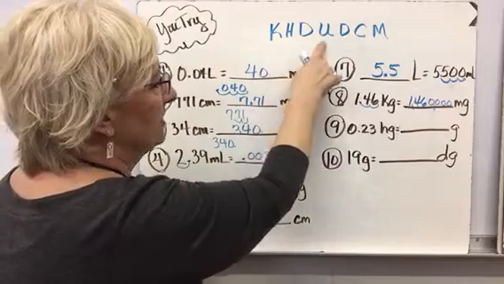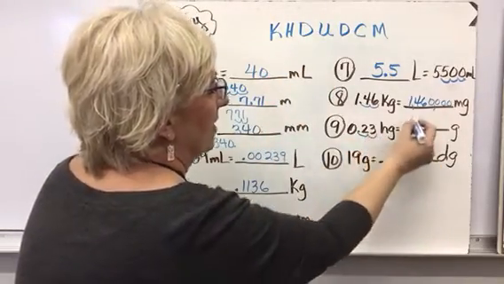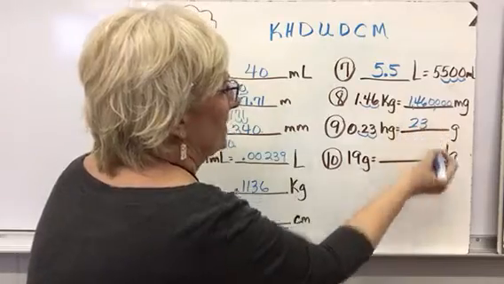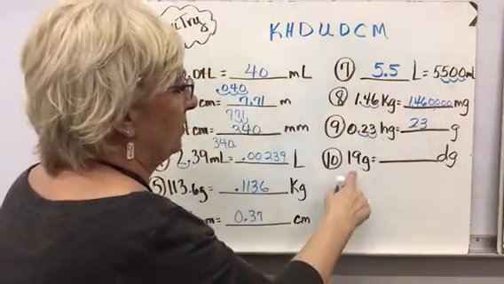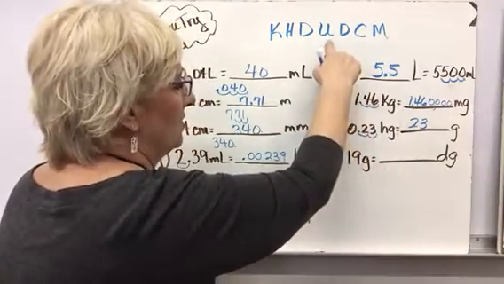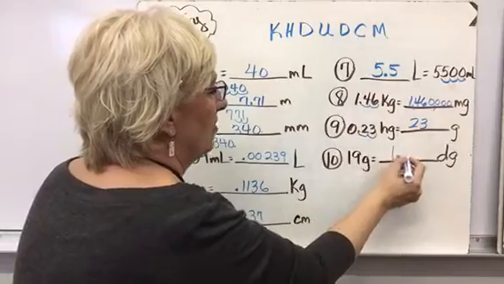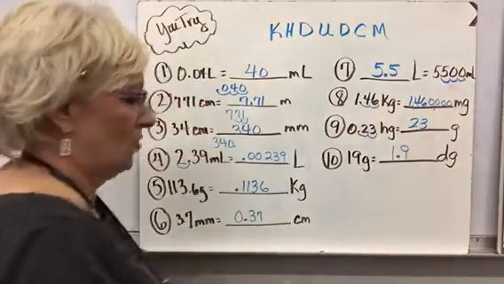Hectograms, you don't hear a lot, like we said. You're moving it 2 places to the right, which grams are going to be my unit measurement, and that's going to be 23 grams. And when I'm looking at 19 grams and I'm going to decagrams, I'm going 1 over to the left. So this will be 1.9 decagrams.